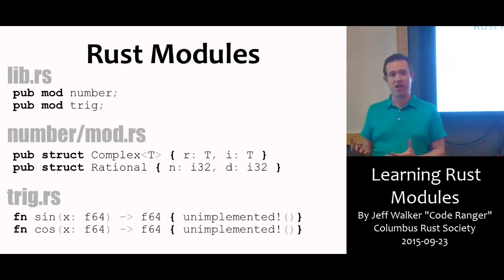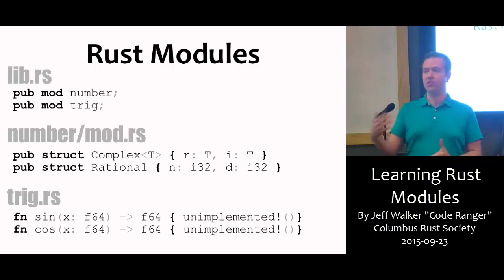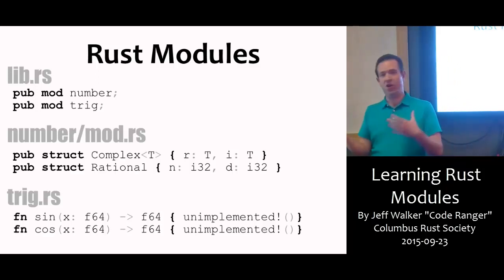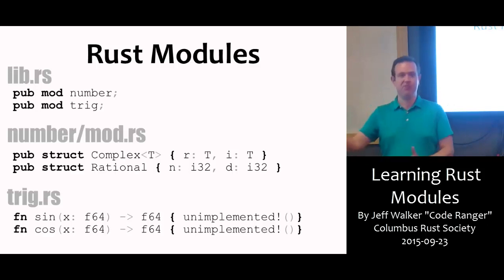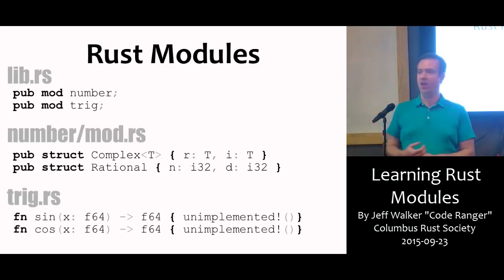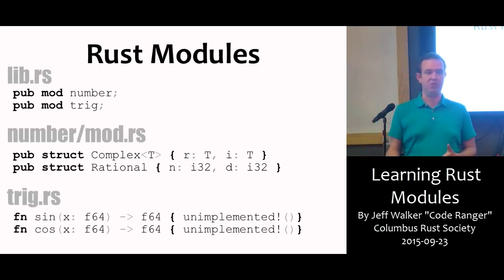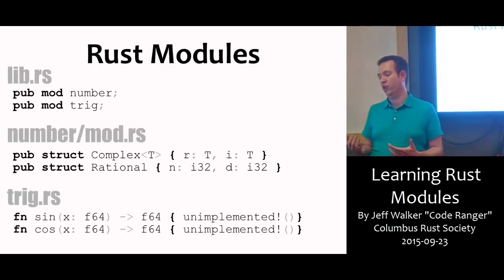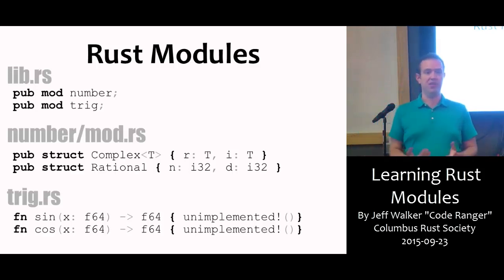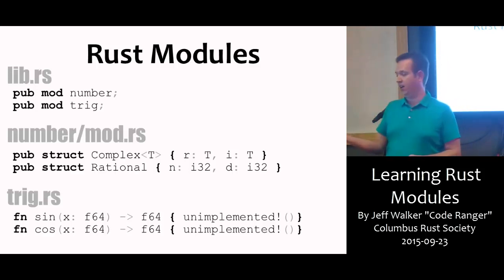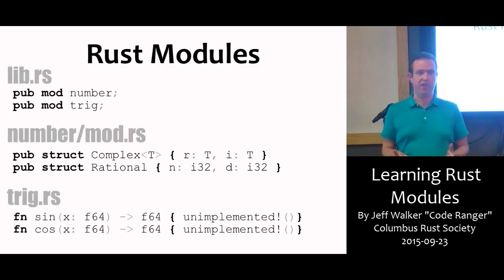The first way is useful if you want to have further submodules. So if we wanted to have number and then some other number-related functions inside of that, a submodule, having a number directory would allow us to have further submodules, right? But if we don't really need submodules, we just want things to be grouped together, we can just use the single file variant.